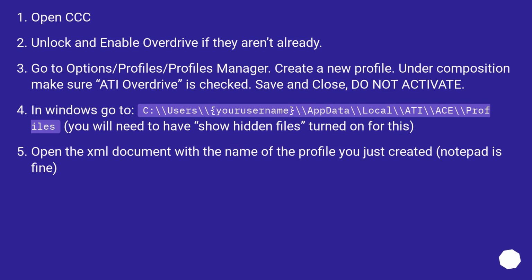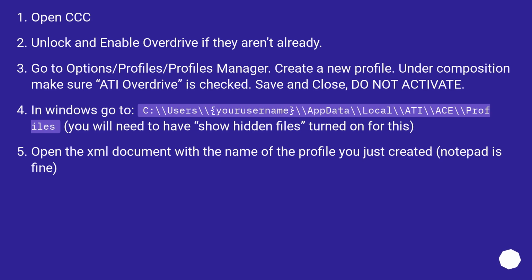Go to options/profiles/profiles manager. Create a new profile. Under composition, make sure AMD overdrive is checked. Save and close. Do not activate. In Windows, go to c:\users\your username\appdata\local\ati\ace\profiles. You will need to have show hidden files turned on for this.